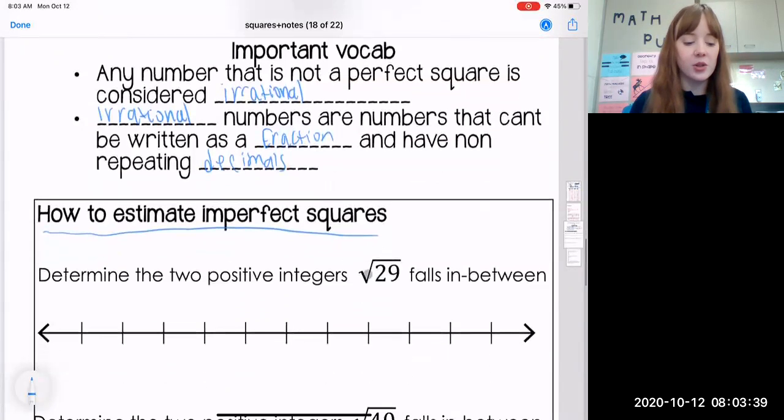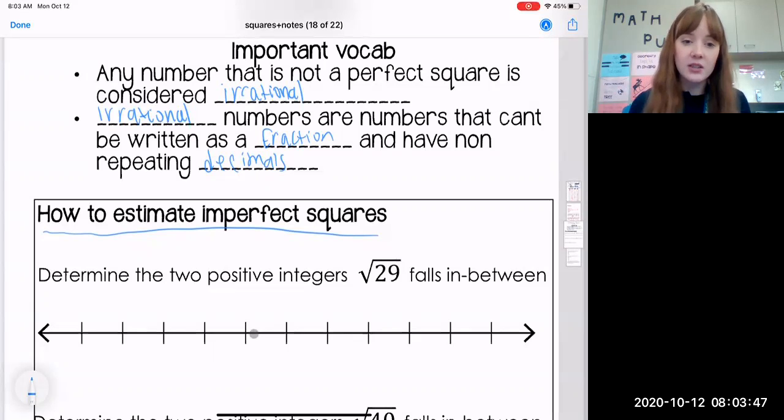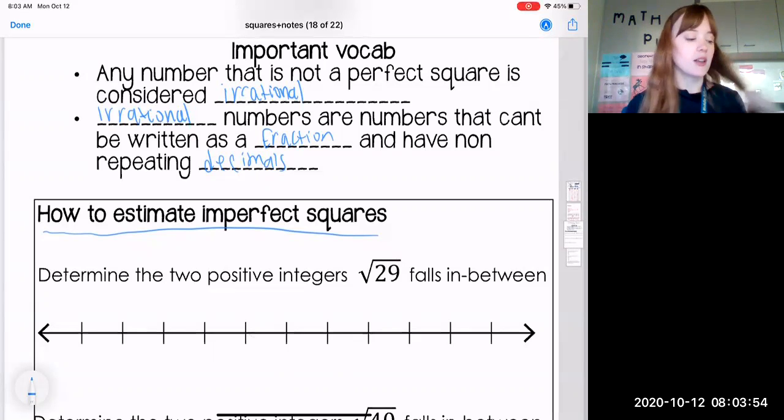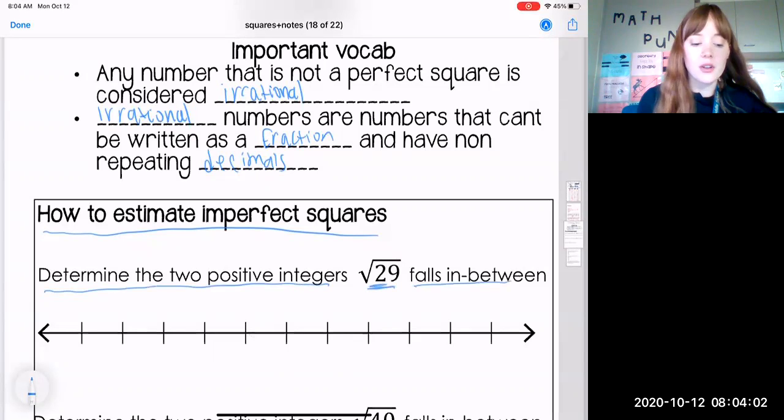If you put in the square root of 29, it would go on and on forever and ever and ever. And then you'd have to write down every single decimal. Good news is we don't have to write down every single decimal. We're just going to estimate them. We're going to get pretty close to what that decimal should be. And the way we do that is, one way they're going to ask you is to determine the two positive integers the square root of 29 falls in between.